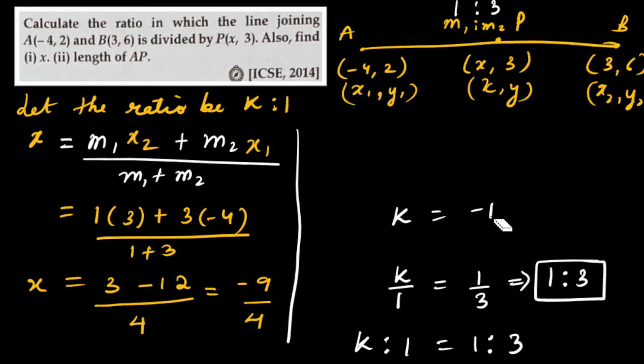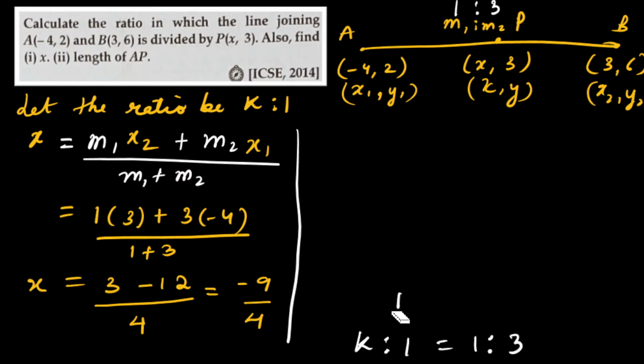So I hope you all have understood. We have found the value of x which was asked to us in this question. Also find the length AP. So how to find length? In coordinate geometry, how do we find length? We have done this type of question, finding length, in previous classes as well. So how to find the length in coordinate geometry? I want you to answer this question.